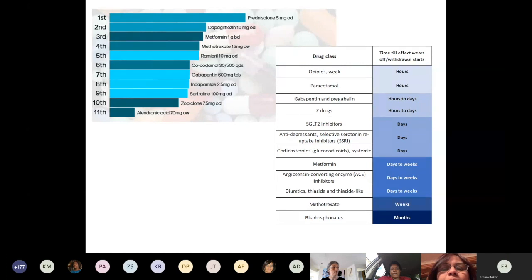Methotrexate was one of the drugs you thought would be a problem early on, but we only take it weekly, and the immunosuppression may take weeks to wear off. And bisphosphonates bind to your bones and actually have a terminal half-life, which means the last molecule leaves your body. It takes 10 years. So you're okay.